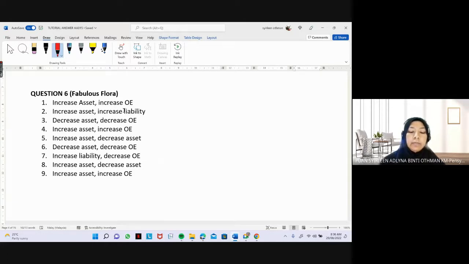Okay, and for number 9, you receive cash from customers when services was performed. So services dah dibuat, rendered, so your revenue bertambah. So kita increase our owner's equity. And at the same time, you rendered the services, the payment was paid to you by cash. So kita akan increase our asset. Okay, so that is for number 6.